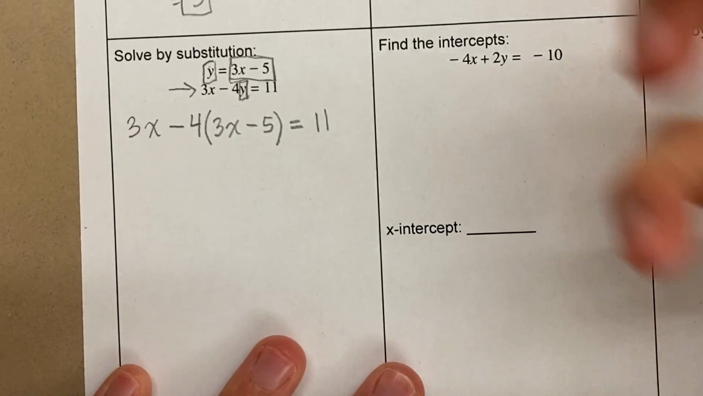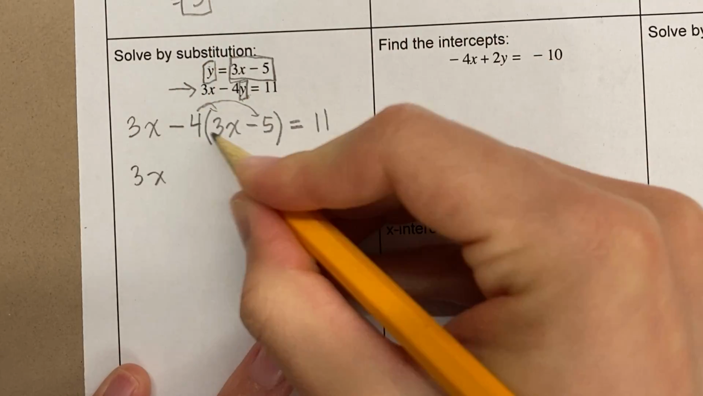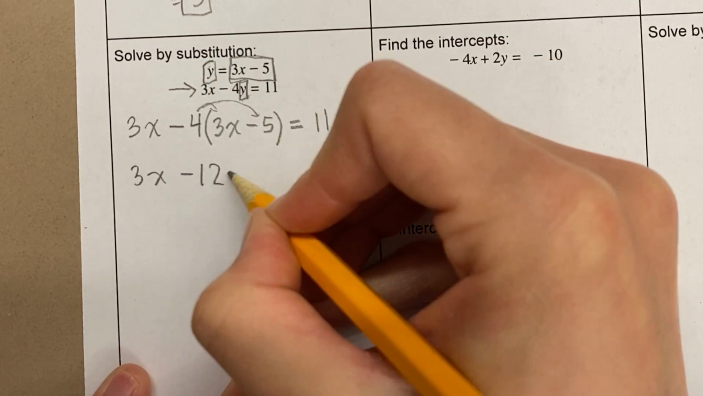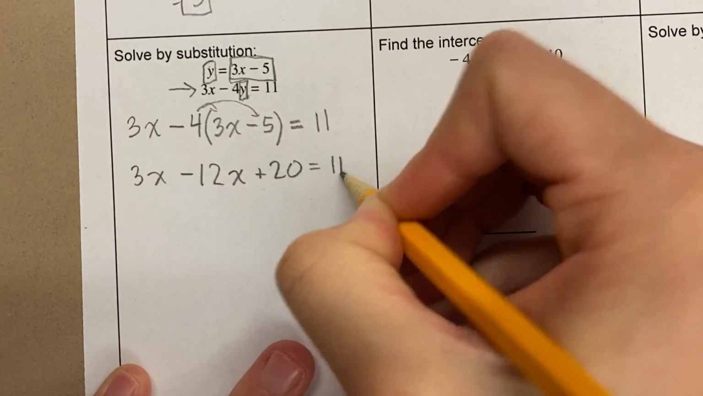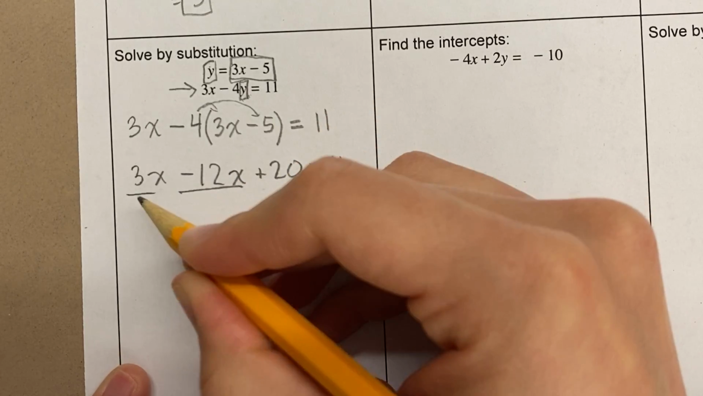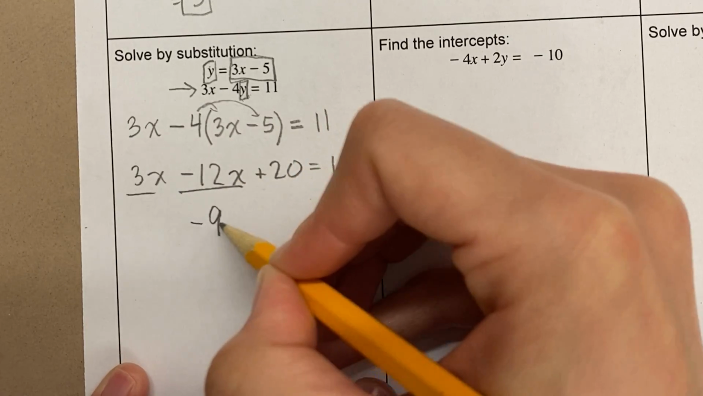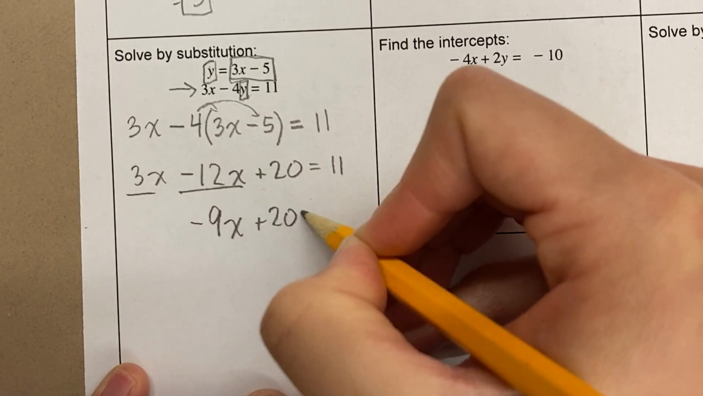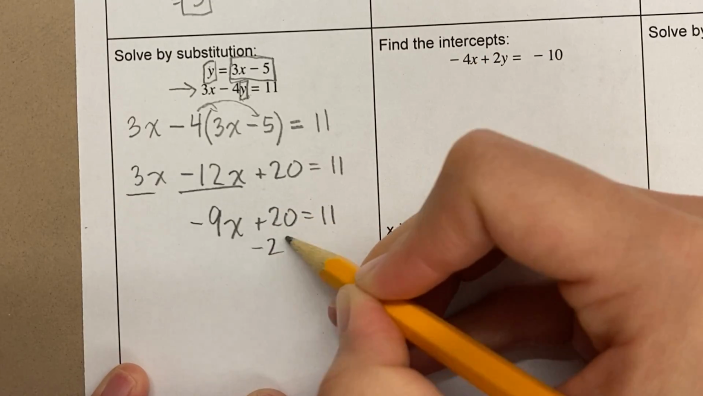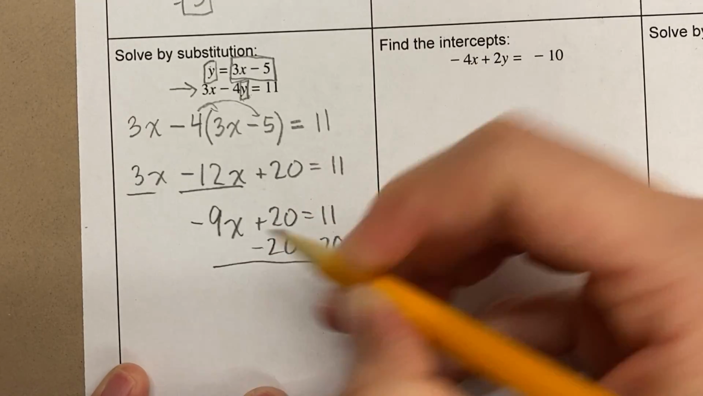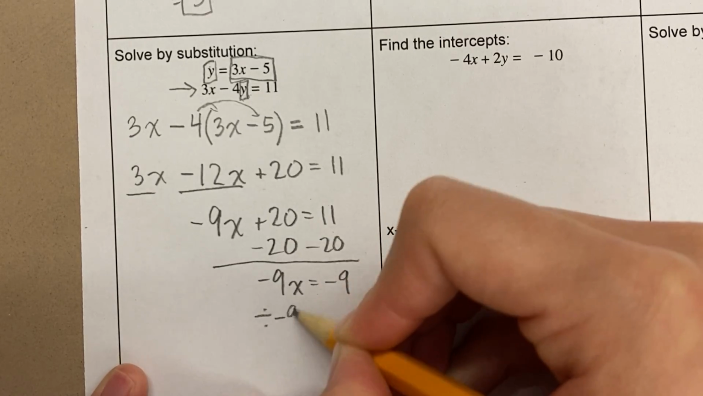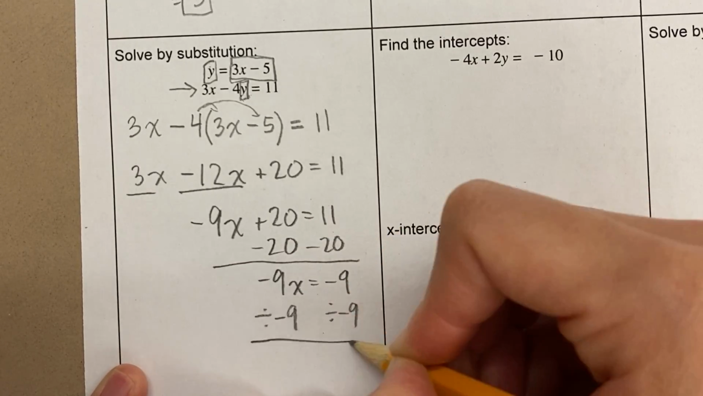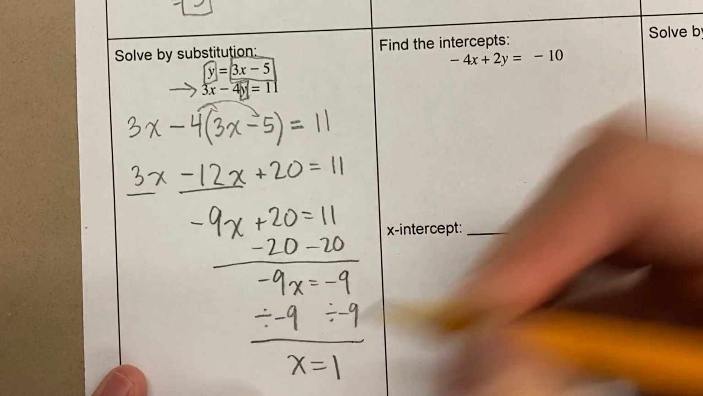And we know it's like this one. Okay, so I'm going to distribute first. This is negative 4 times 3 is negative 12. Negative 4 times negative 5 is positive 20. I'm going to combine my like terms here. 3 minus 12 is negative 9x. Now I'm going to get x by itself. I'm dividing by negative 9 because x is being multiplied by negative 9. And I get x equals 1.